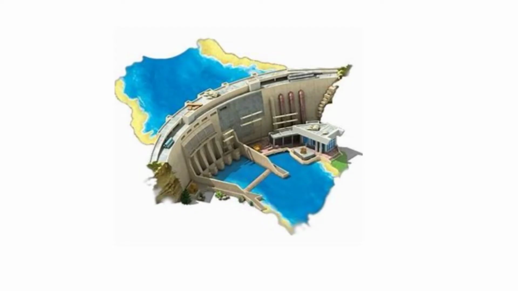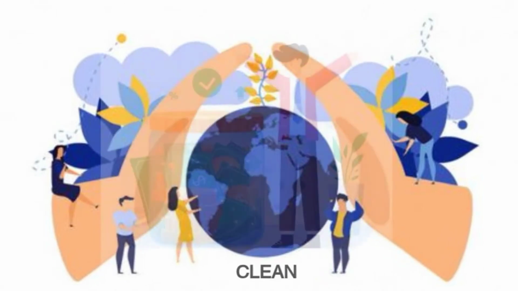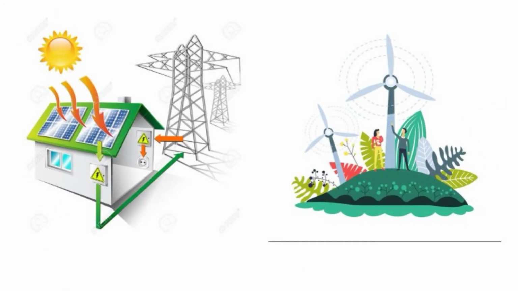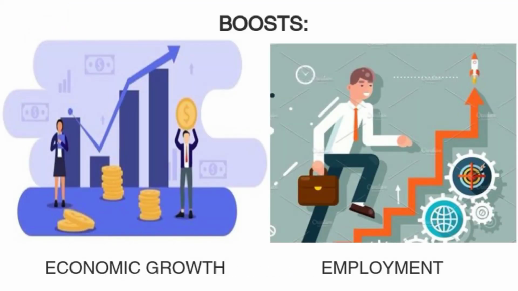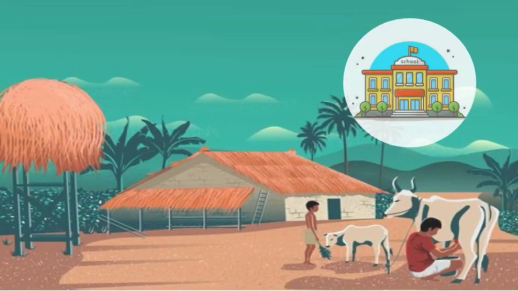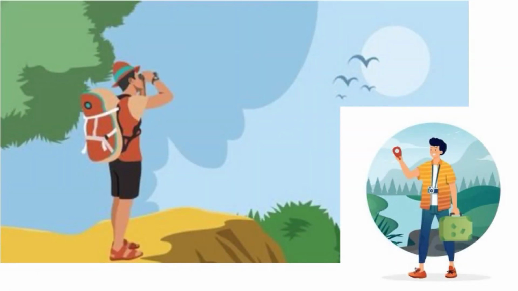In accordance with the establishment, management, and accountability of hydropower plants are the following pros and cons. Pros: it is clean, affordable, reliable, enables other renewable energy sources such as solar and wind, responsibly managed freshwaters, boosts economic growth and jobs, enhancing cooperation between countries, community investments in rural areas, and recreation activities and tourism.